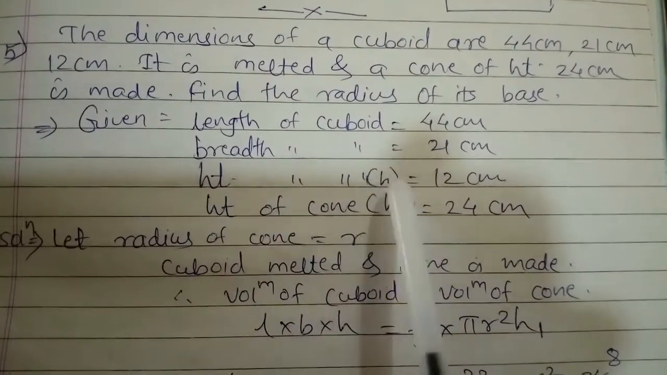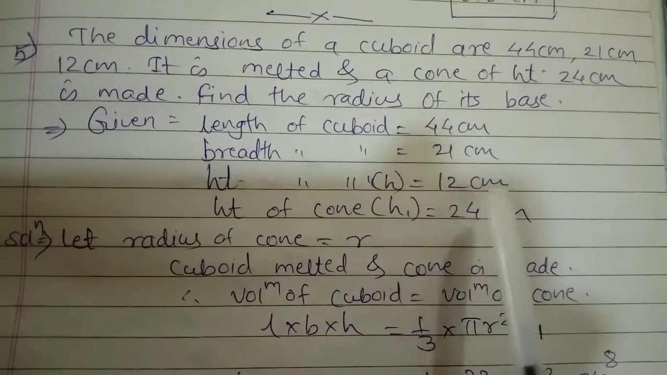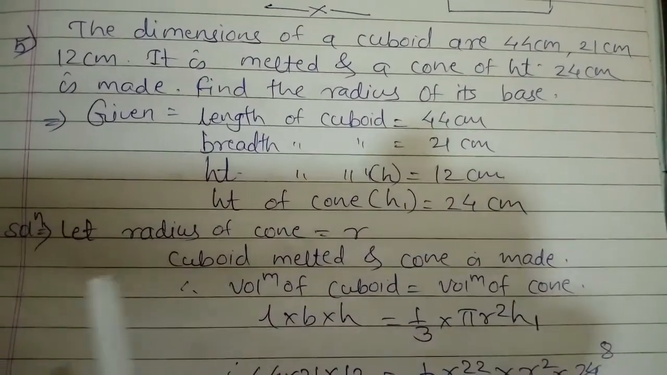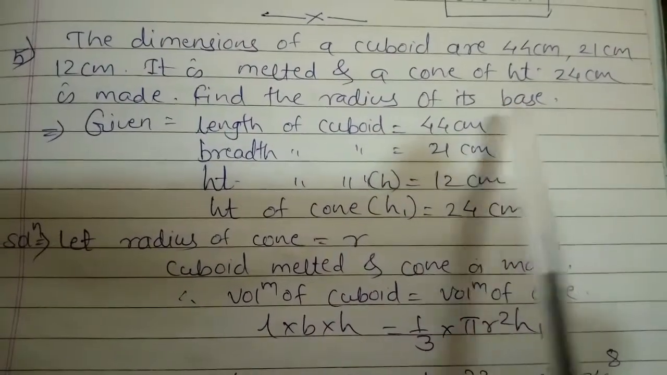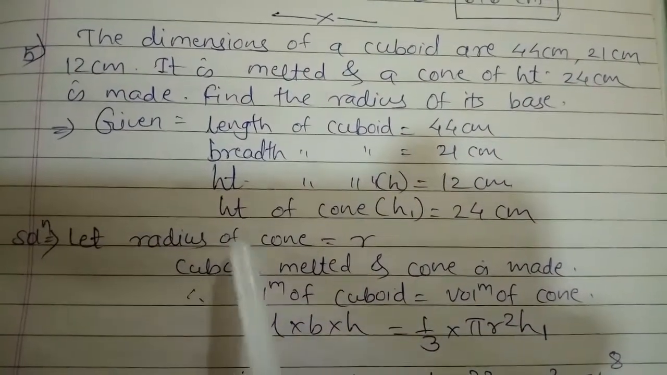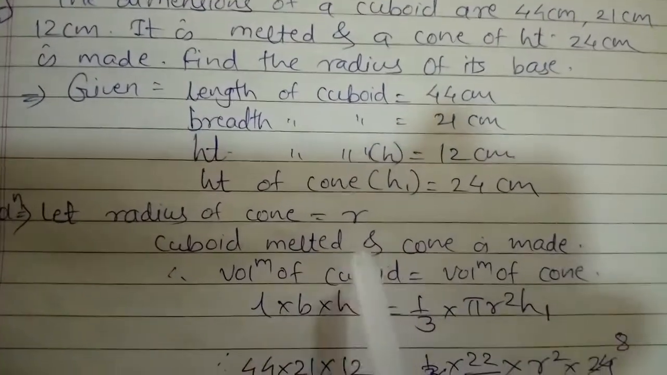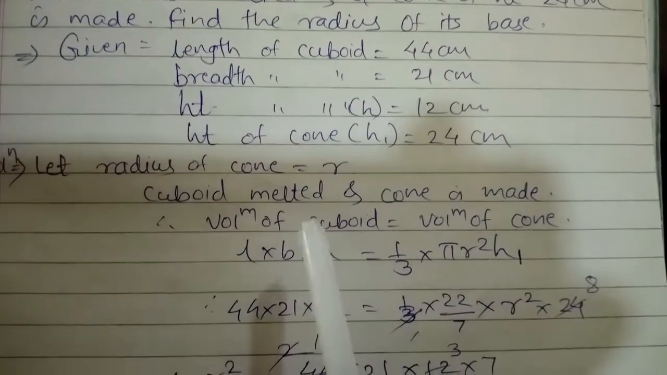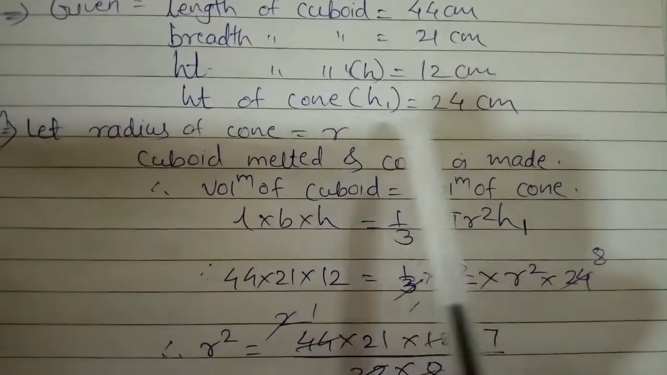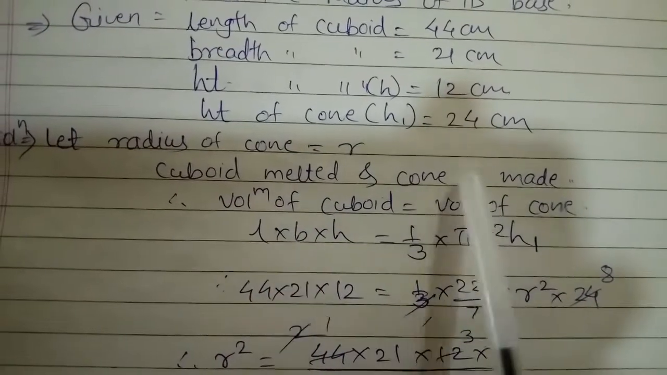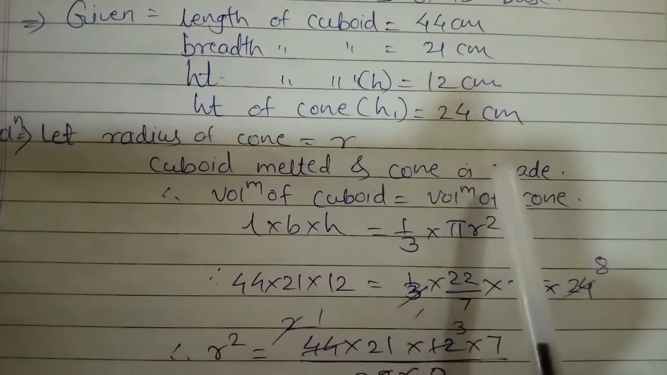The height of the cuboid we mention by h and the height of the cone by h1, so it is 24 centimeter. And what we have to find out? We have to find out the radius of the base. The radius of the cone we consider as r. The cuboid is melted and a cone is made. As I already told, the volume of both the figures will be the same. So volume of cuboid is equal to volume of cone.